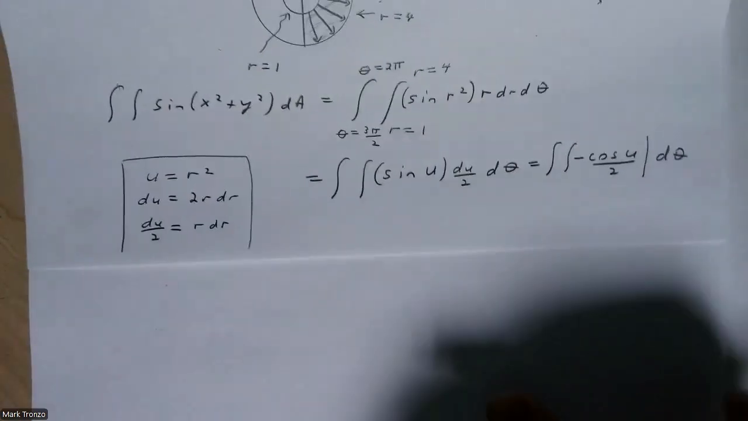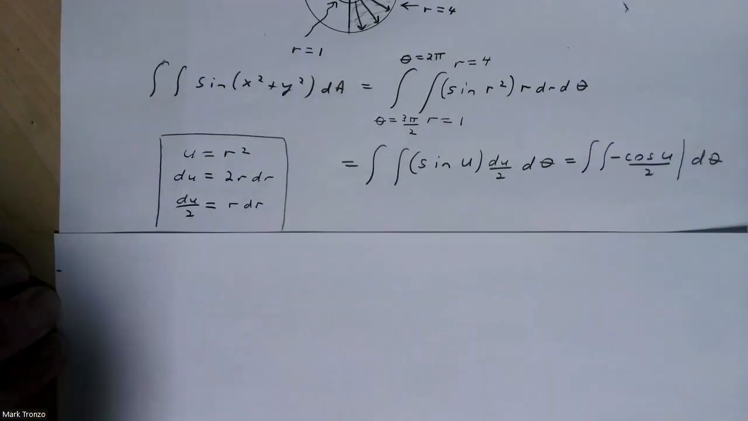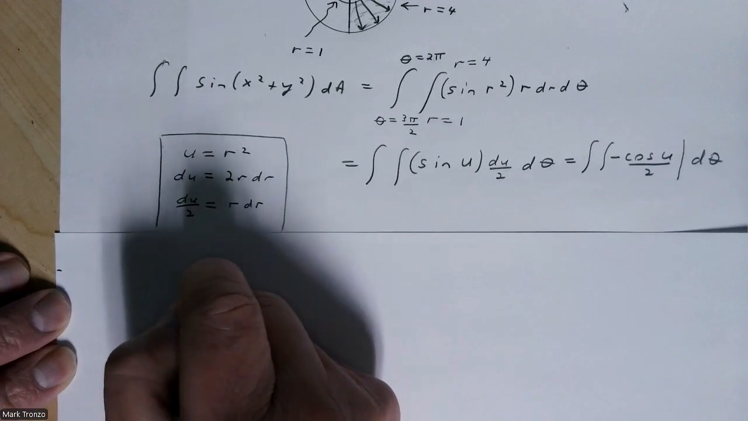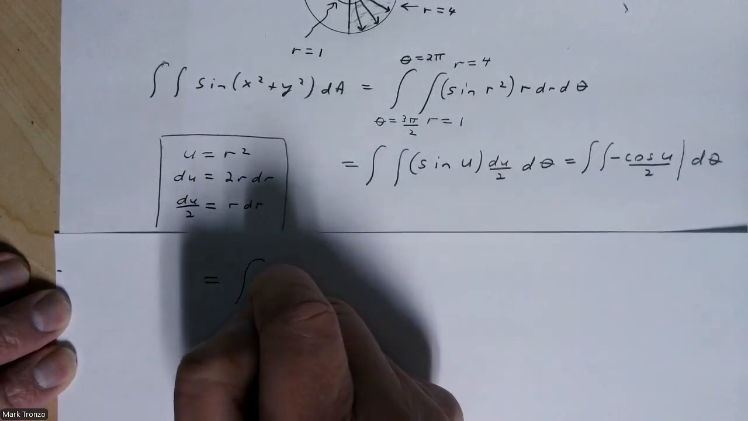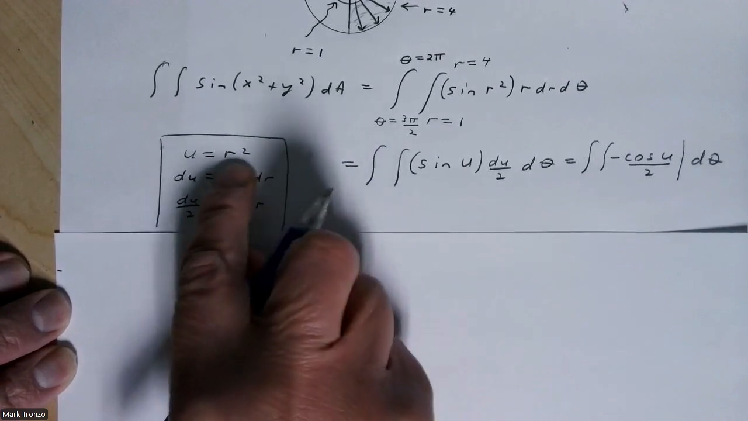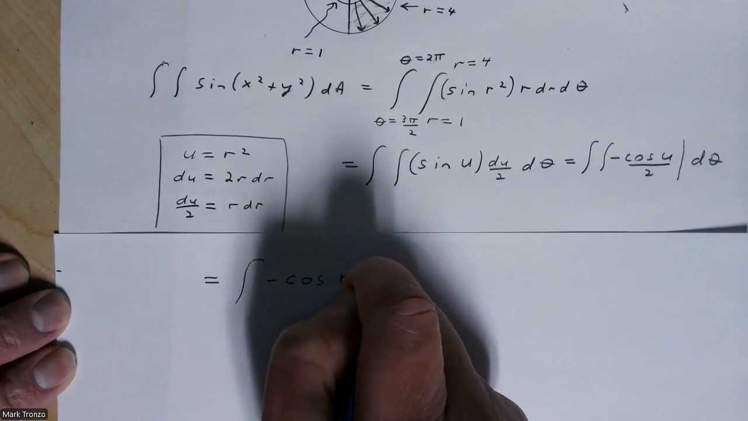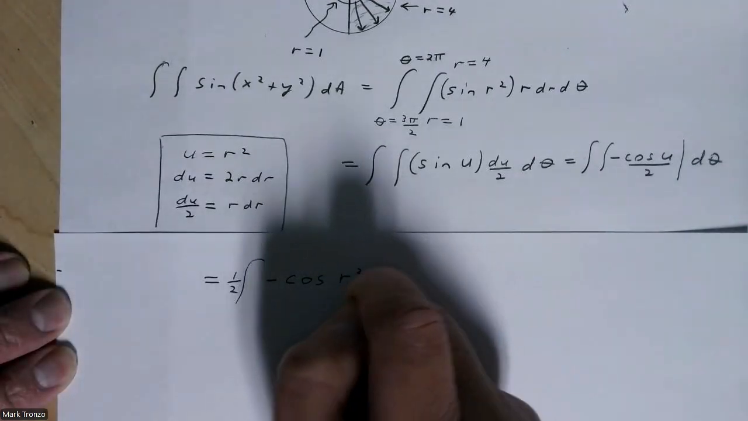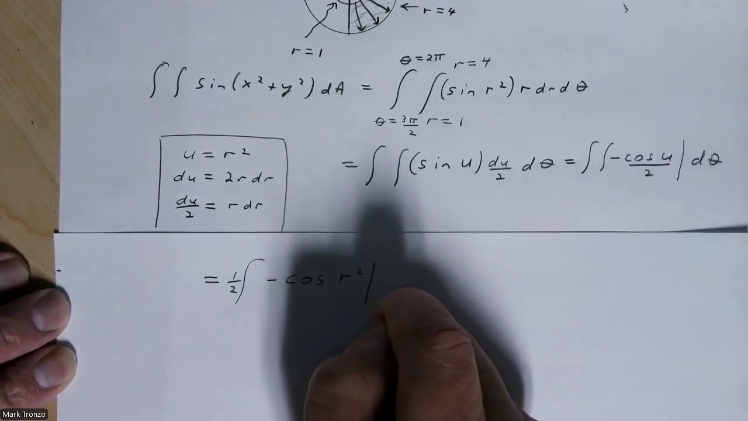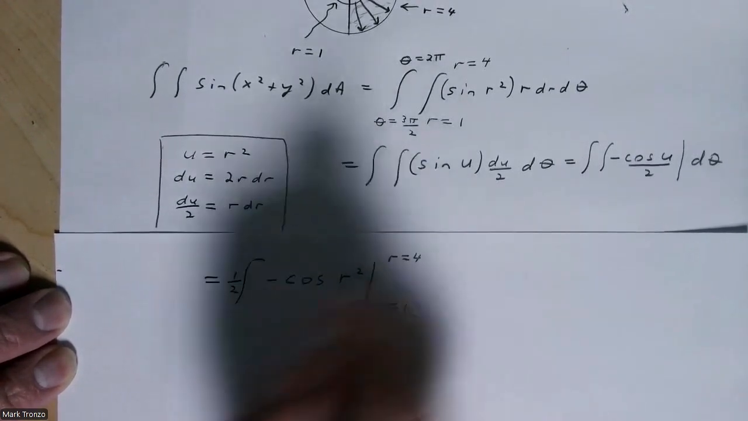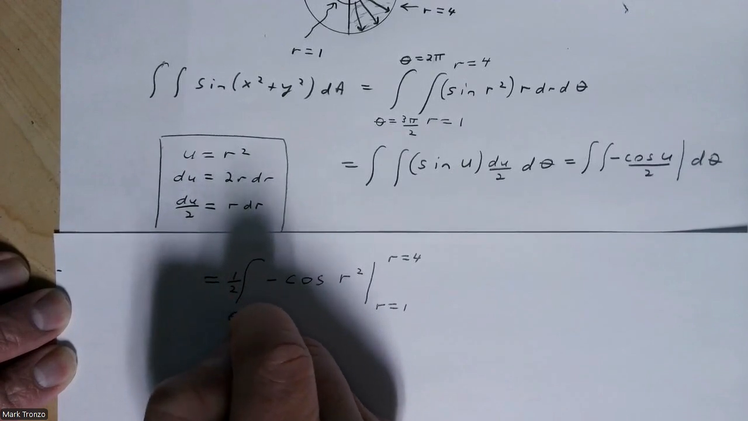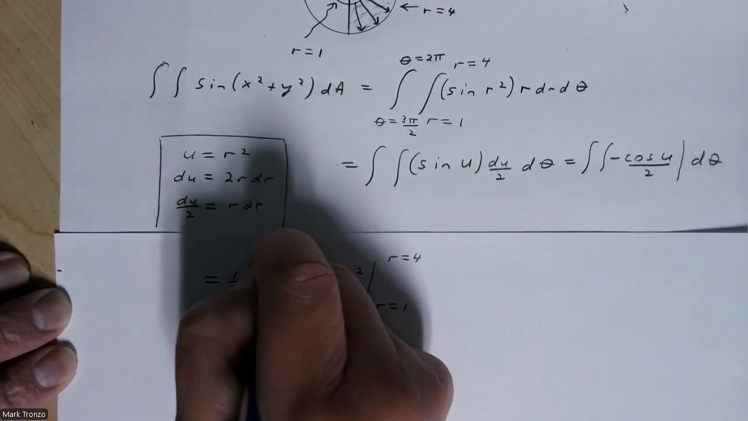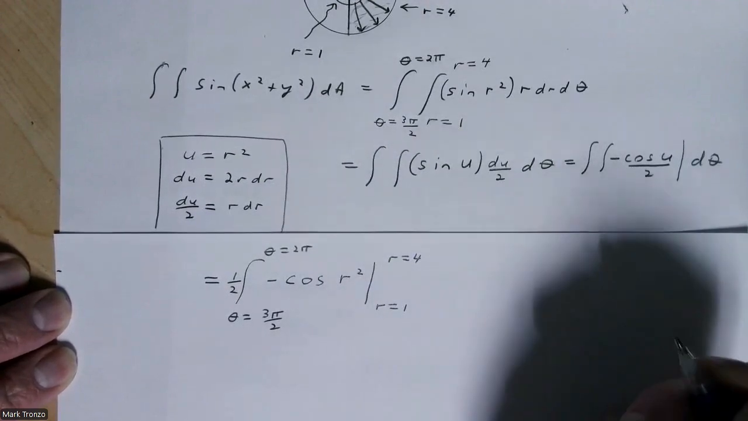And I'm going to convert back to our original coordinates. Again, we'll substitute the r's back in. And that's going to be negative cos u was r squared. And I'm going to bring the 1/2 out front. That'll make it just a little bit easier to work with. And then our bounds were r equal 1, r equal 4. Theta was, would we say, 3 pi over 2. Theta 2 pi. Let's say if you want to use the other bounds, that's fine.